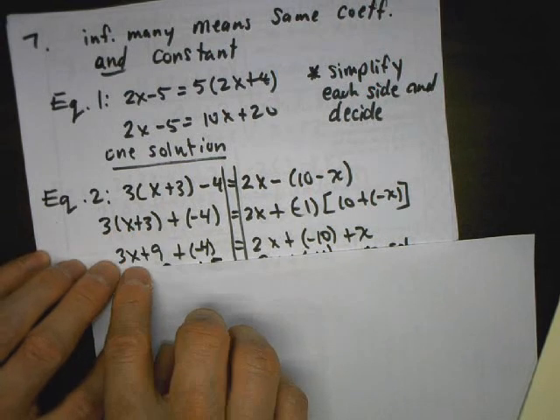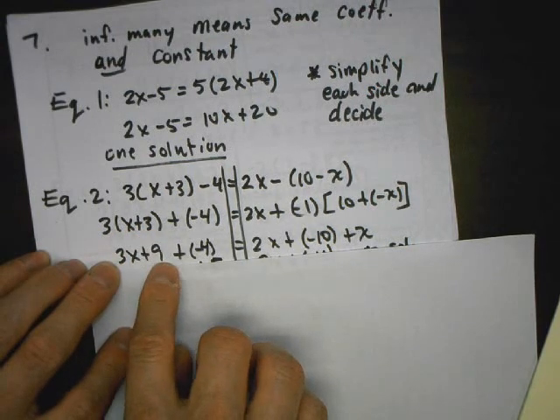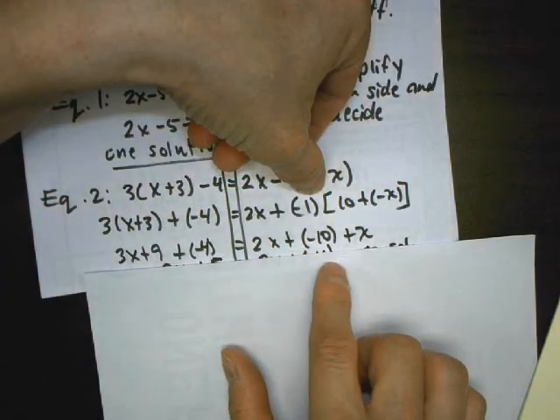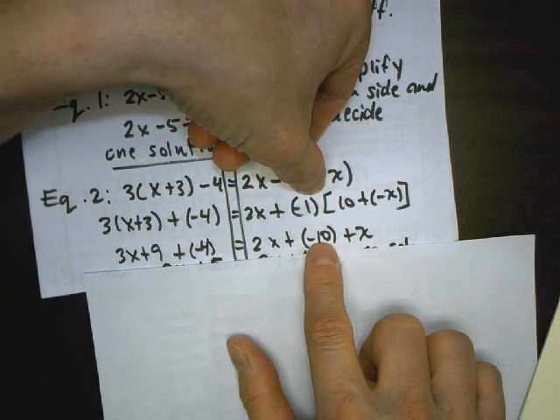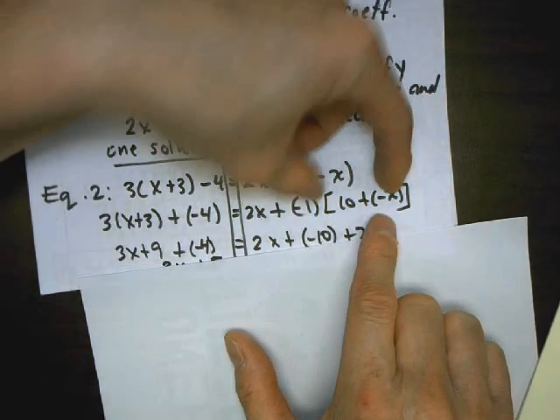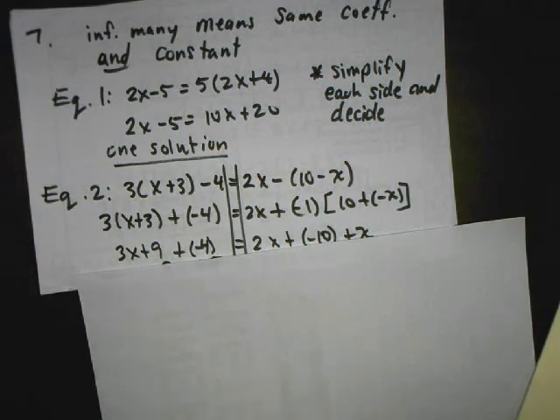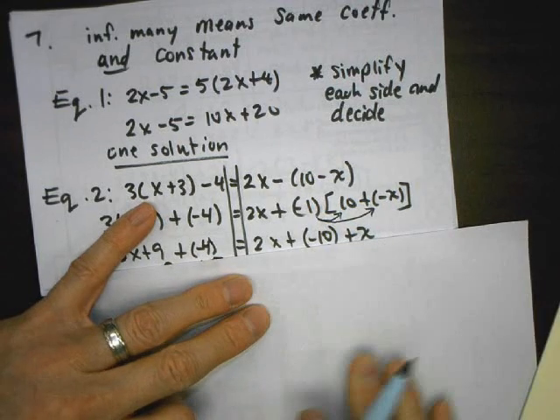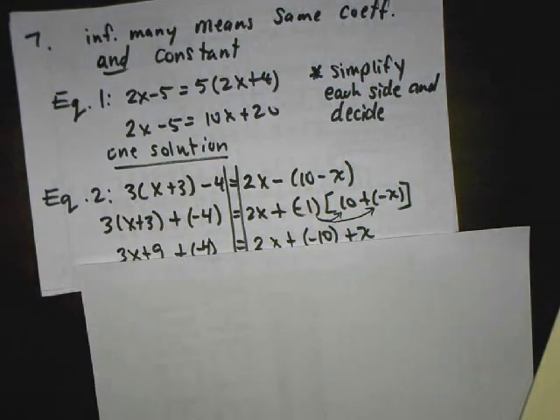I go 3 times x is 3x. 3 times 3 is 9. Everything else I copy. Over here, when I distribute a negative 1, negative 1 times 10 is negative 10. And negative 1 times negative x is positive x. So I distributed this negative right here. This times this. And this times this is what I did in this line.